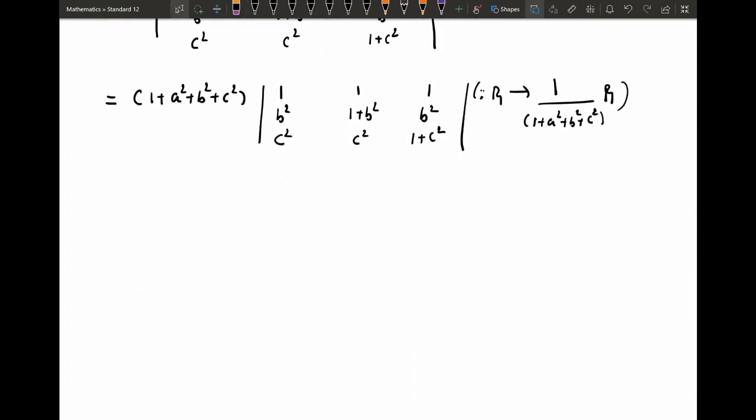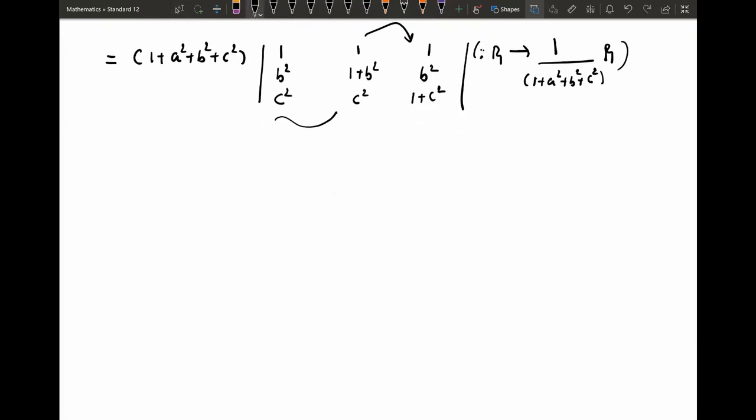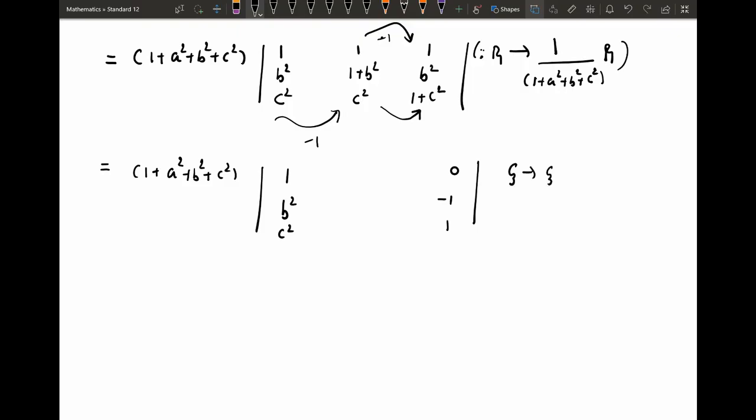Now multiply this by -1, add here. So this is as it is, 1 plus A square plus B square plus C square. First column as it is, 1, B square, C square. Now multiply this by -1, add here. So 1 minus 1, 0. B square minus 1 plus B square minus 1. Here it will be 1. So we have performed C3 to C3 minus C2. After it, C2 to C2 minus C1.